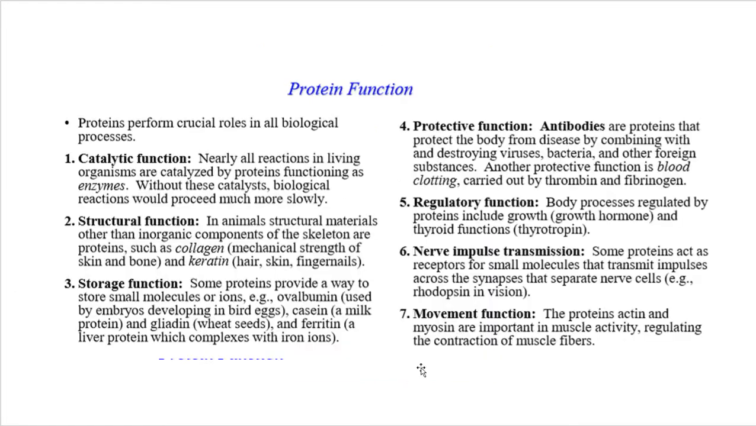Then the function of the proteins is very important. I said protein at the beginning is primary, is essential. Well, it is, because they can be catalyst, they can be a structure, they can be a storage, they can be protection, they can be regulatory function. Then here we have the hormones. They can be used in the nerve impulse transmission, and they also can be used in the movement function.